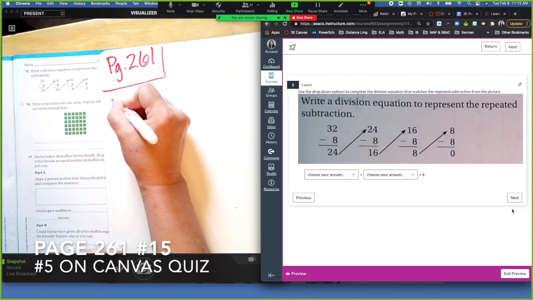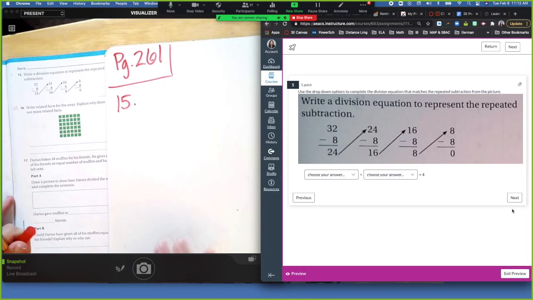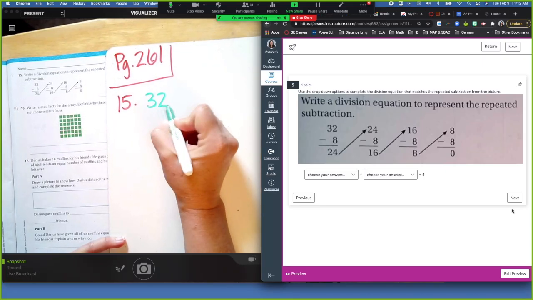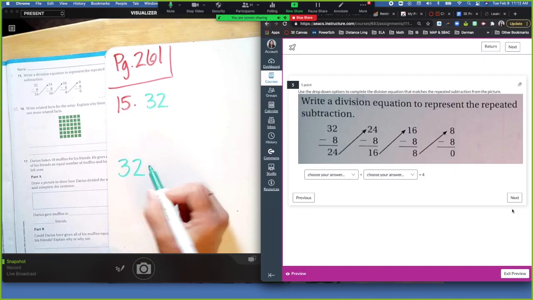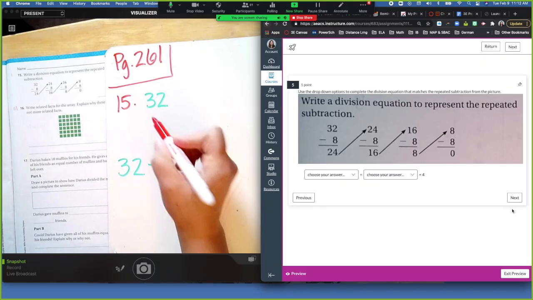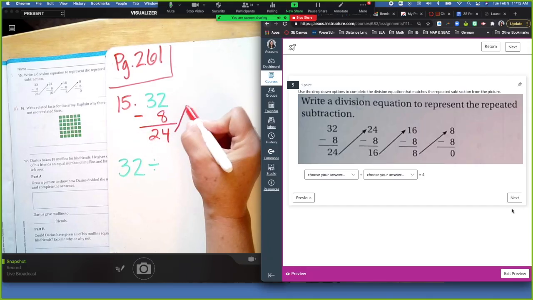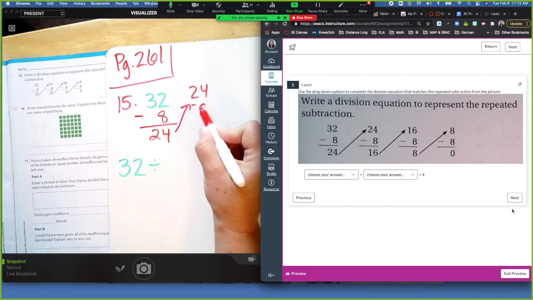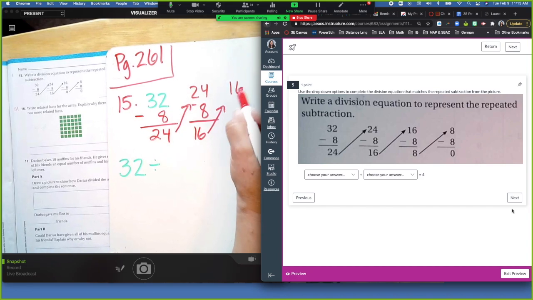Page 261 right now. And here's number 15. This is the repeated subtraction. And you have to make a division sentence to go with this. So if I'm starting with 32, that's actually going to be the first number. That's the biggest number I've got. 32 divided by, now I'm going to subtract 8. And that gives me 24. Then that 24 goes up. I'm going to subtract 8 again because I'm subtracting groups of 8, right? I'm just copying the picture.